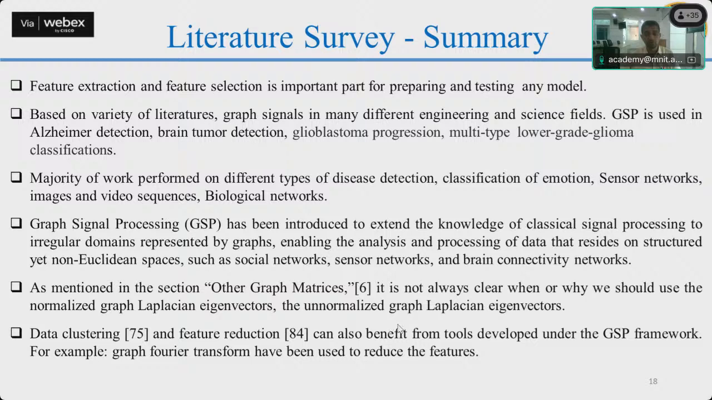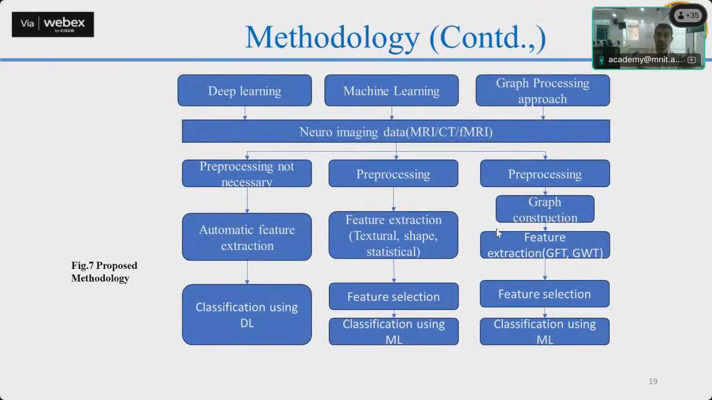So what we are saying is, it is not about when or why we should use the normalized graph Laplacian as data clustering and feature reduction can also benefit from tools developed under the GSP framework. For example, the graph Fourier transform has been used to reduce the features, as we have also seen in facial expression recognition.